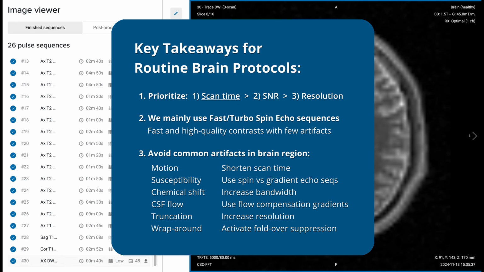Spin echo sequences are less sensitive to magnetic field inhomogeneities than gradient echo, which helps avoid susceptibility artifacts. And using flow compensation gradients, also called gradient moment nulling, modifies the MRI gradients to correct for the phase shift of the cerebrospinal fluid. If you cover all these 3 points, you will be able to perform excellent brain MRI protocols.